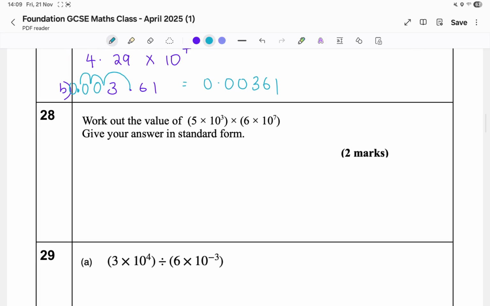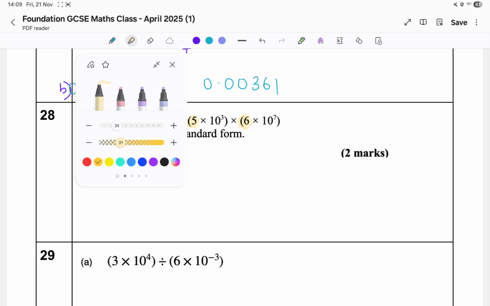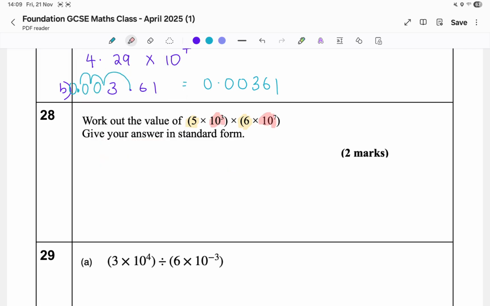Okay, now question 28. Work out the value of 5 times 10 to the power of 3 times 6 times 10 to the power of 7. So when you're timesing standard form numbers, the general rule is you times your whole numbers and then you times your powers, and that's the indices rule that comes into play. So I'm going to do 5 times 6 times 10 to the power of 3 times 10 to the power of 7. I can work that out.